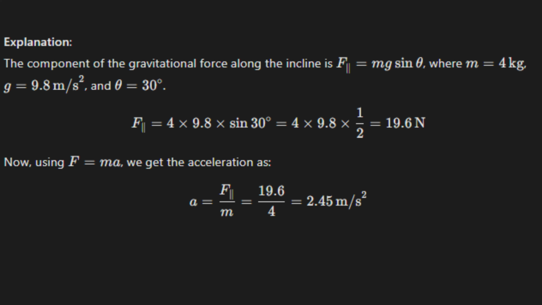Now to find the acceleration, we have to apply force is equal to mass into acceleration, wherein acceleration is equal to actual force by mass. So we have the actual force derived as 19.6 newton divided by 4 kg. Acceleration is 2.45 meter per second square.